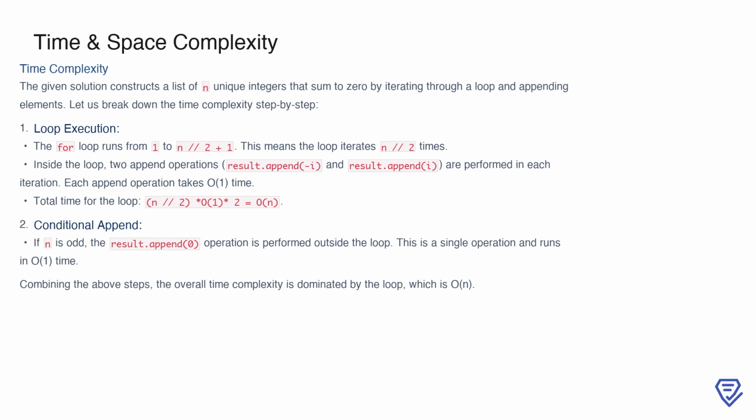Since each append operation takes constant time, or O(1), the total time spent in the loop is n/2 * 2 * O(1), which simplifies to O(n). Additionally, if n is odd, a single append operation is performed to add 0 to the list. This is a constant time operation with a complexity of O(1). When we combine all these steps, the loop dominates the time complexity, and the overall result is O(n).